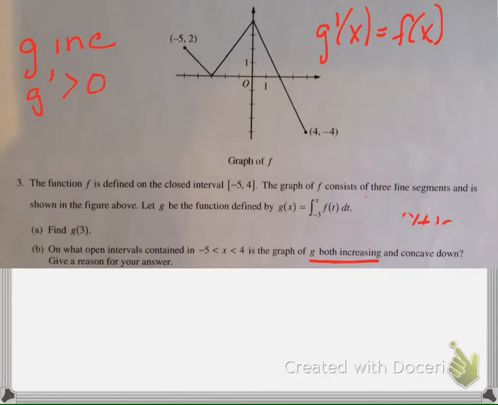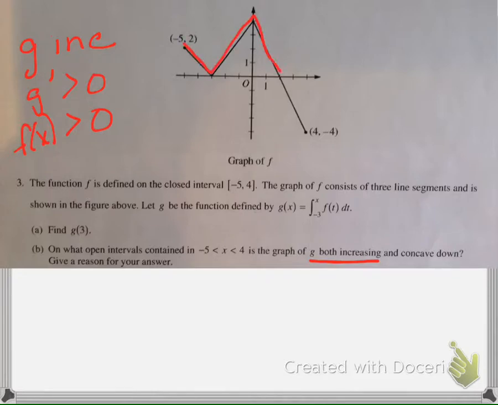Okay, let's get this out of here. Since G prime is equal to f of x, I can say when is f of x greater than 0. Let's look at our picture here. This is the graph of f, and when is it greater than 0? This entire piece is greater than 0. So f of x is greater than 0 from -5 until it gets to 2. Okay, so we just completed that first part. Now let's go to the next part.